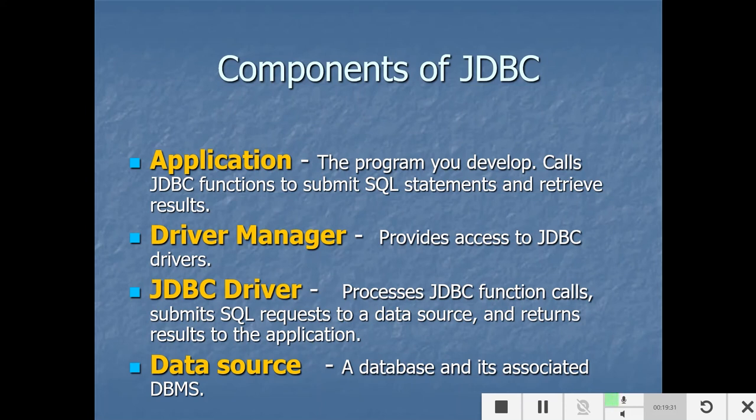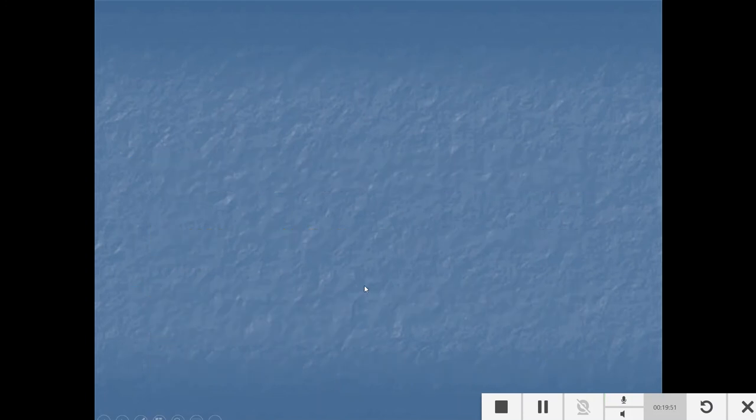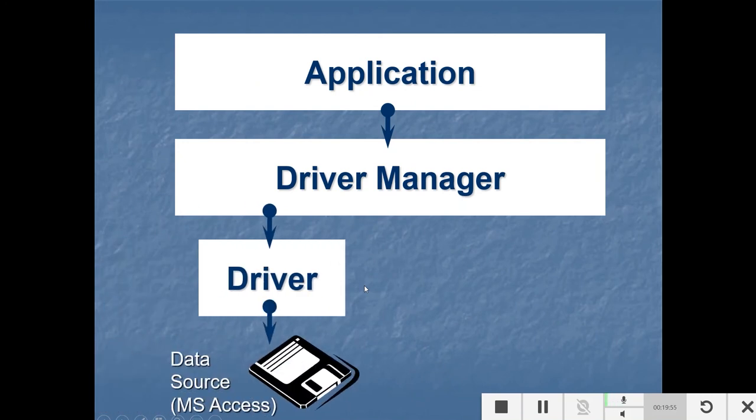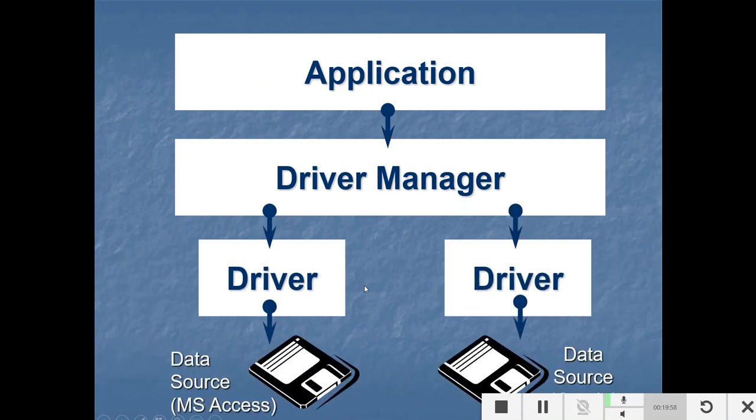And then there's the drivers. We saw two jar files, one for connecting us to a SQL Server database, and the other for connecting us to an Oracle database. And those are our drivers. So the driver manager is providing access to the drivers themselves. And then there's the data source itself, and that's the database and the database management system. And here's a little picture that shows that as well.